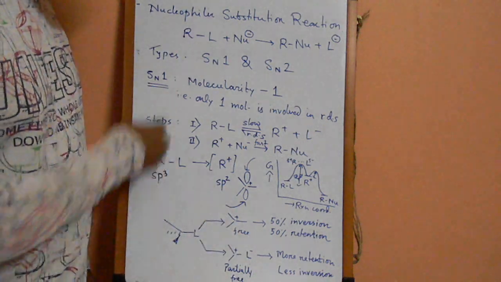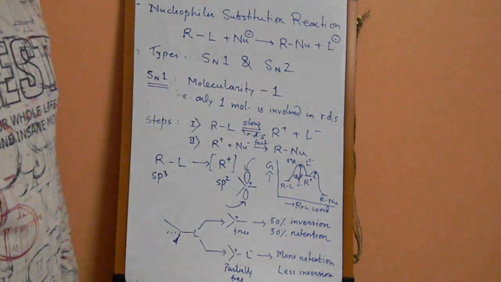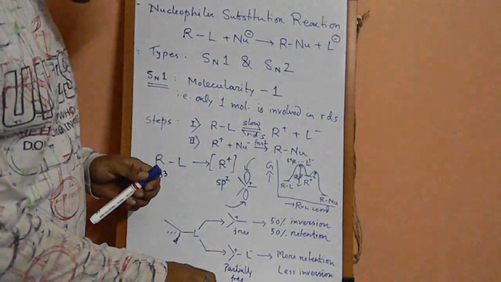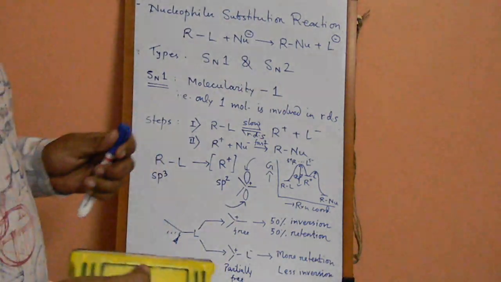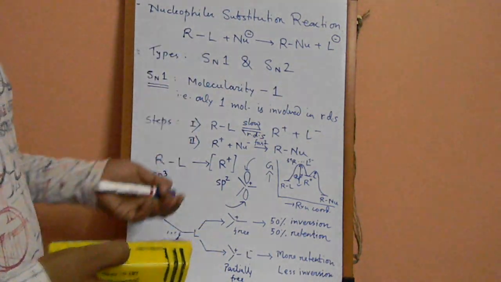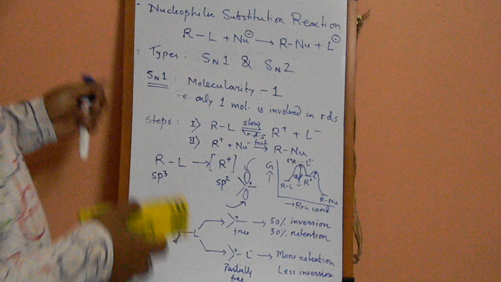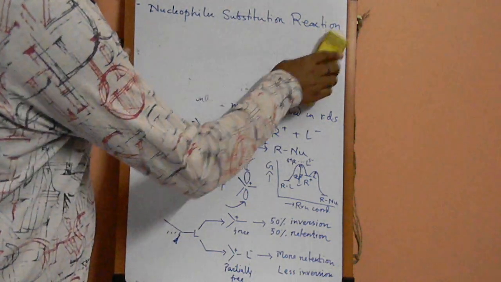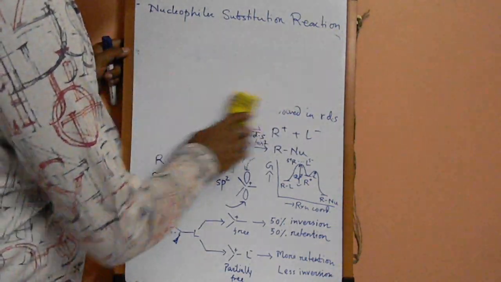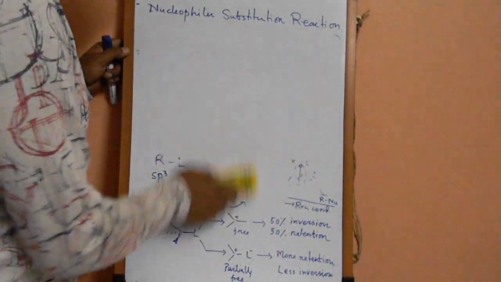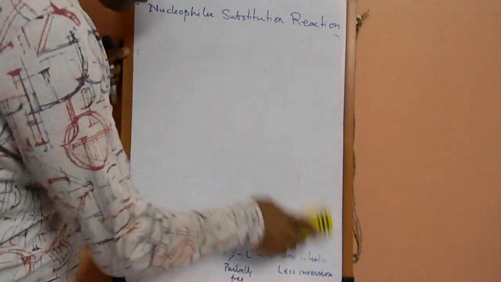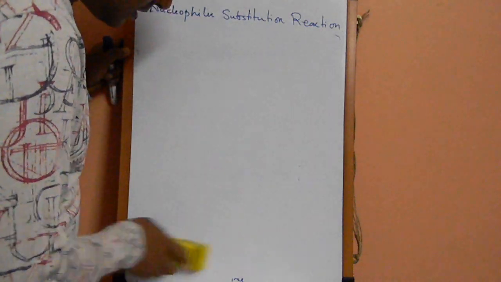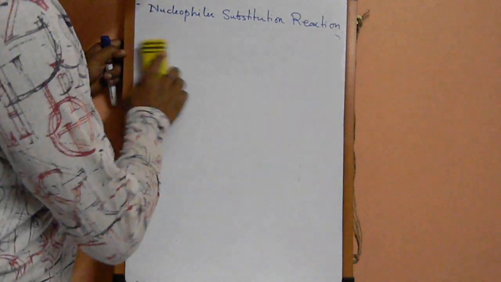So now these are the characteristics of the SN1 reaction. What we are going to talk about now is the factors which affect the rate of the SN1 reaction. So what are the factors? The first thing is the structure of the substrate, because the substrate is involved in the rate determining step. There is no other involvement of the nucleophile or anything else.